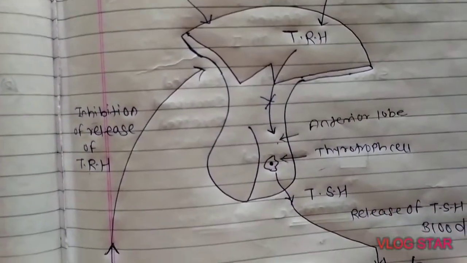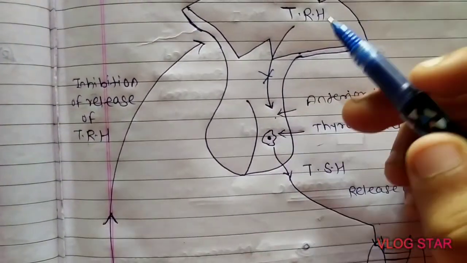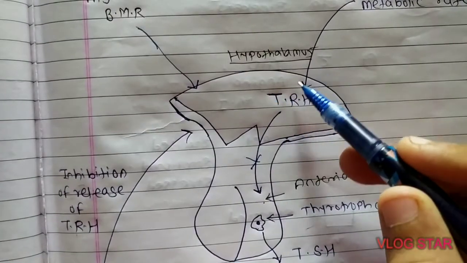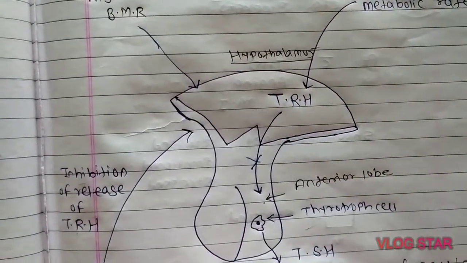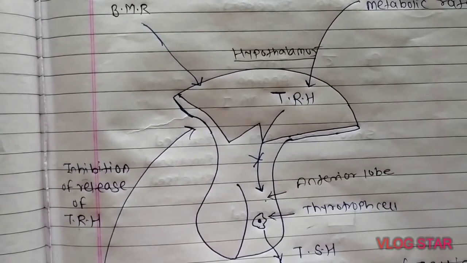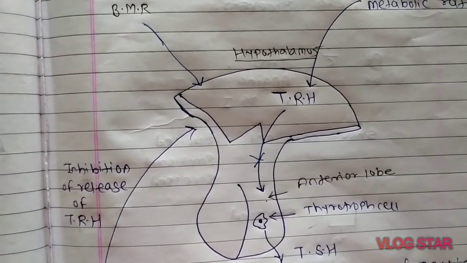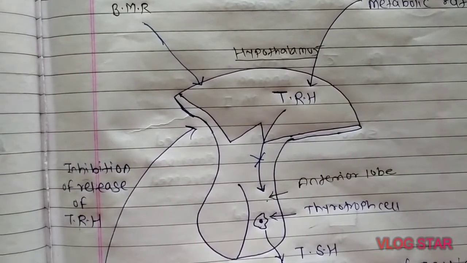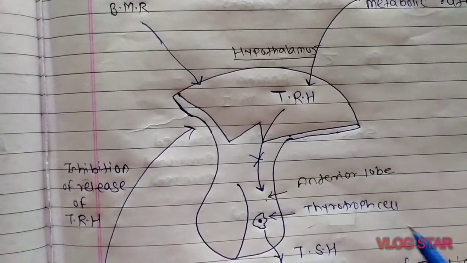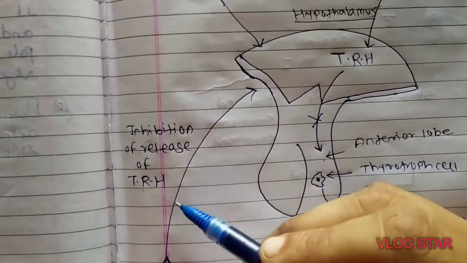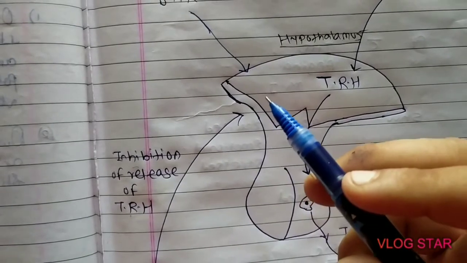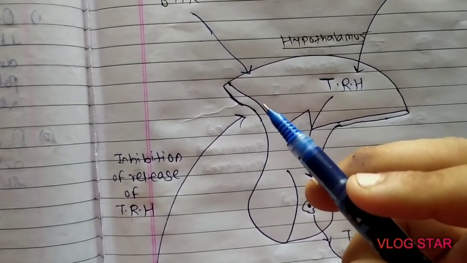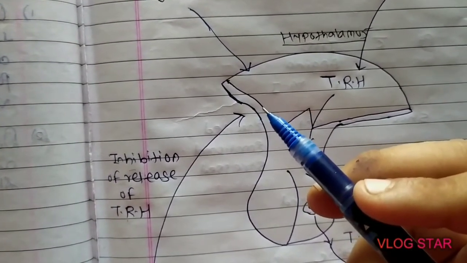So the cycle in which there is a secretion of hormone is called the positive feedback mechanism, and the cycle in which the secretion of hormone stops is the negative feedback mechanism.